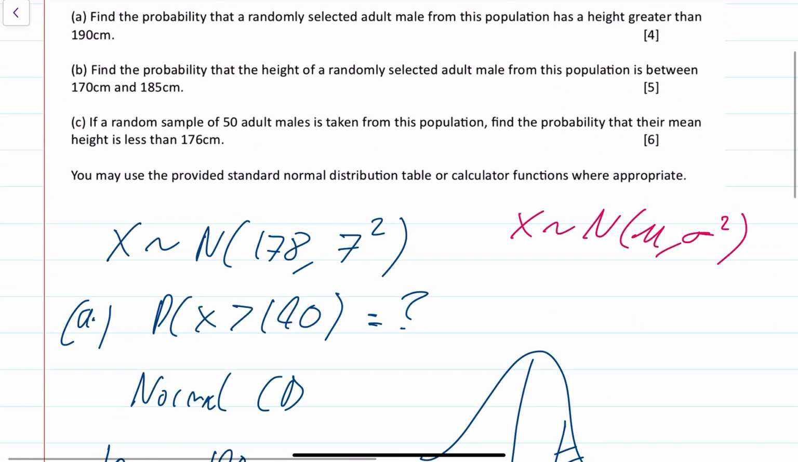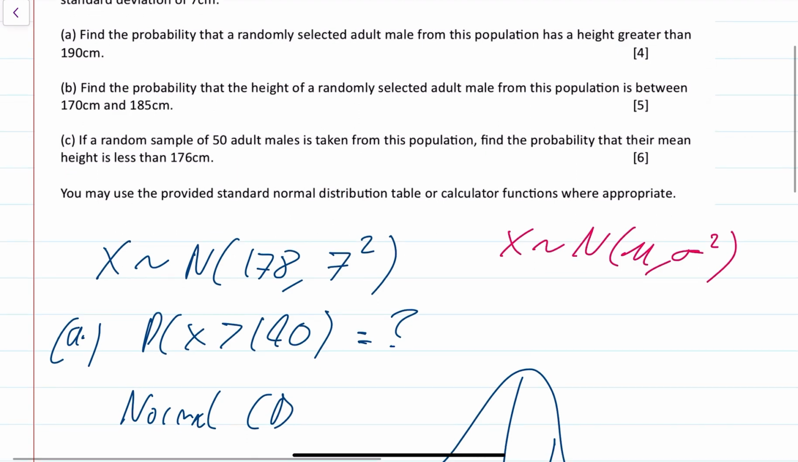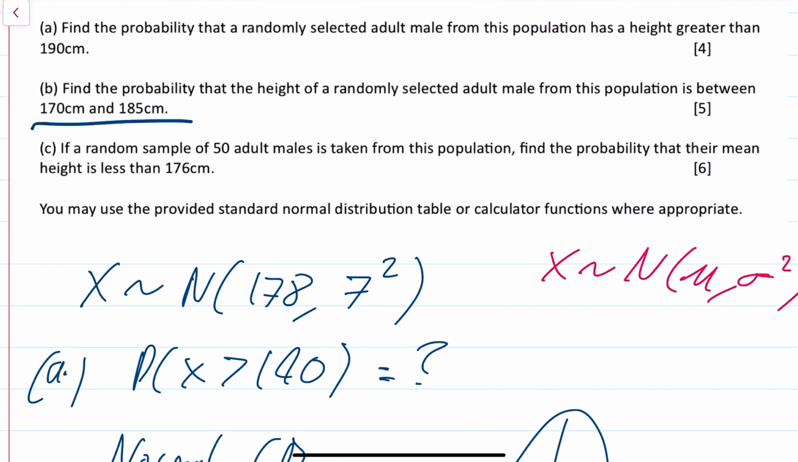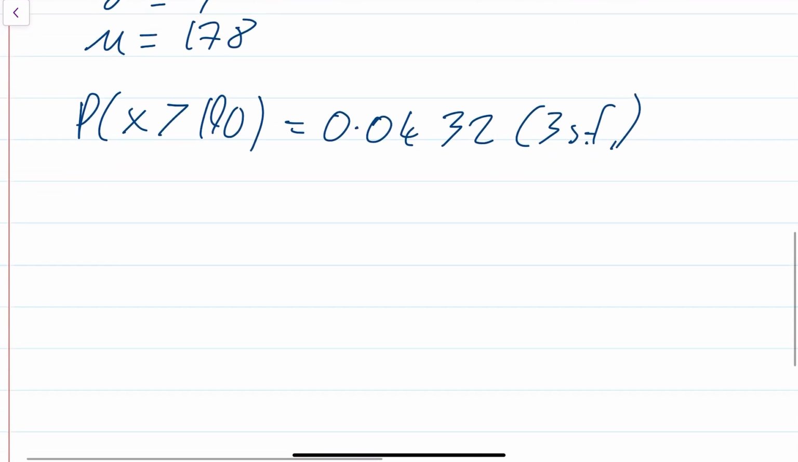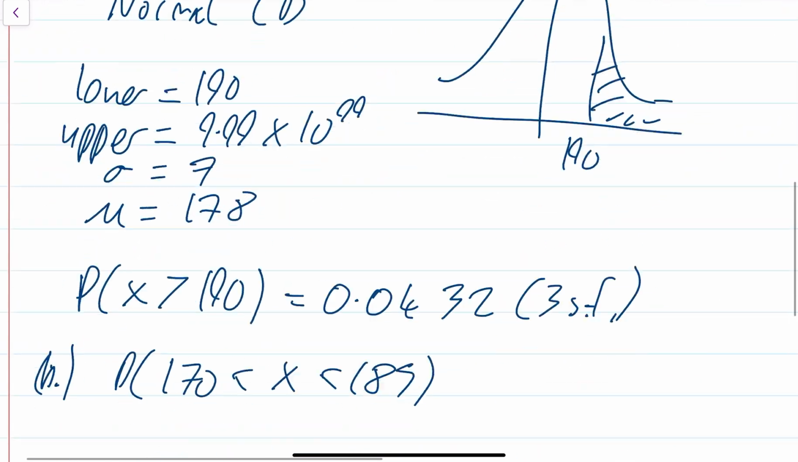Let's see, is that what we're looking for? Height greater than 190, it looks good. Right. Next one says, find the probability that a randomly selected adult male has a height between 170 and 185. So for part B, we want to find the probability that's between 170 and 185.